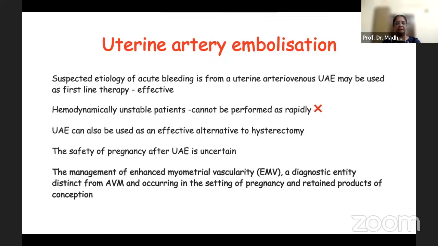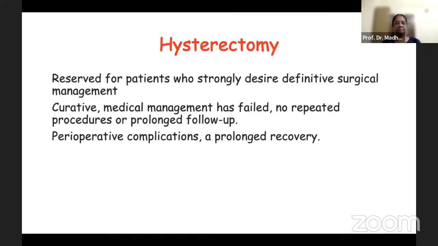Another entity called enhanced myometrial vascularity, EMV, is being increasingly reported by the sonologists. It is distinct from AVM, arteriovenous malformations, and this involves RPOC, retained products of conception. Patients are coming with these kinds of diagnoses. Even these patients may benefit from uterine artery embolization.